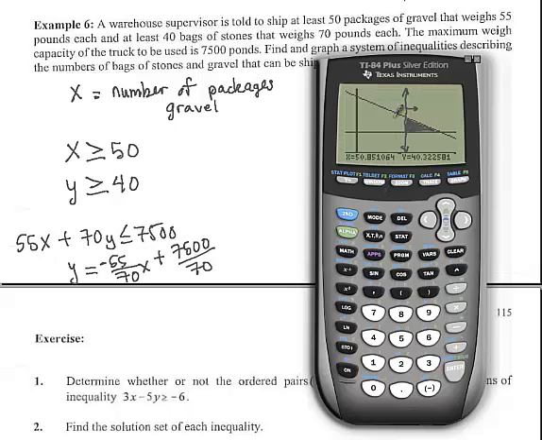Okay, and all it wanted us to do is find and graph the inequalities that describe the number of bags of gravel. Okay, we graphed it and we shaded the region where the solutions lie. Okay, in between these three lines. And so that completes section 3, chapter 4.